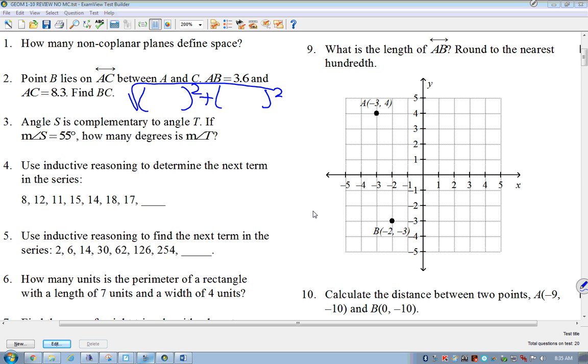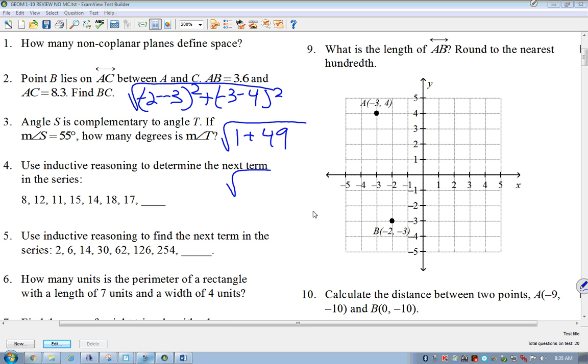It's going to be x2 minus x1. Let's use b for x2, so that's -2. Let's use a for my x1, so that's minus -3. Now y2, which is -3, minus 4 squared. Then we just simplify from there. -2 minus -3 comes out as +3, correct? So -2 plus 3 is 1. 1 squared is 1. Now I've got -3 minus 4, which is -7. -7 squared is 49.